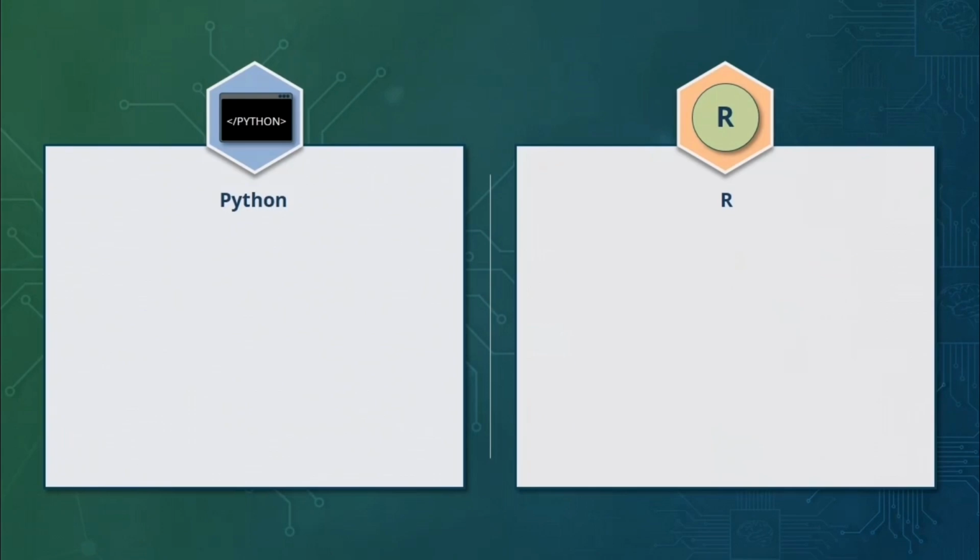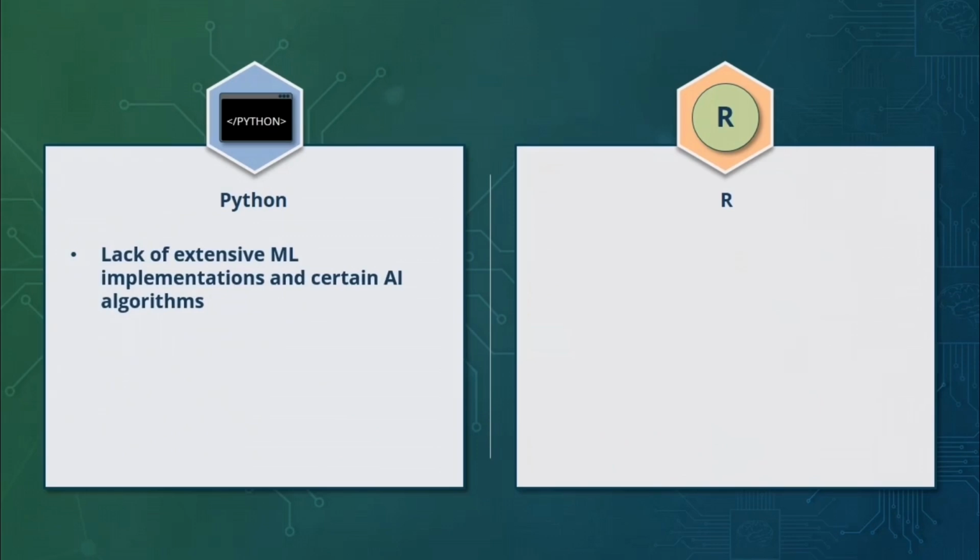Let's look at some of the drawbacks of both the programming languages. Python sometimes lacks some extensive ML implementations, meaning some of the applications are not entirely in Python. It might have external integration with other programming languages like C, C++. Since most of the libraries in Python are open source and built by the developers within the community, the detailed documentation might be lacking in certain libraries.